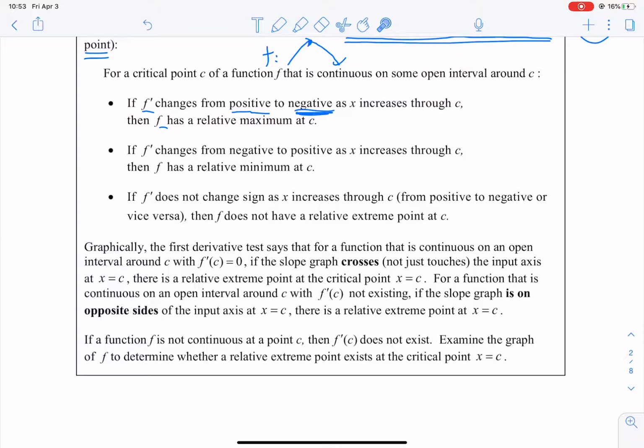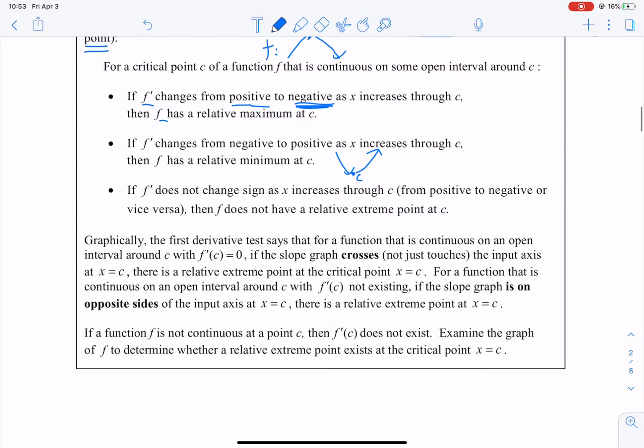And similarly, the next one, if the derivative changes from negative to positive, if the derivative is negative, that means the function is decreasing. If the derivative is positive, that means the function is increasing. So this point c is actually a relative minimum point.